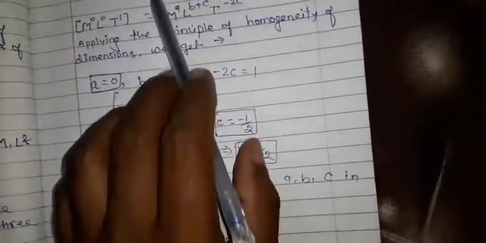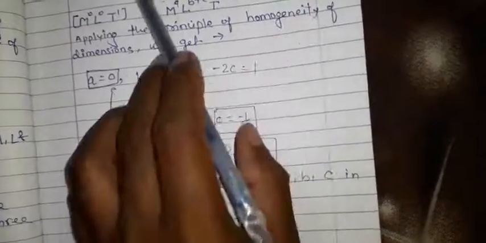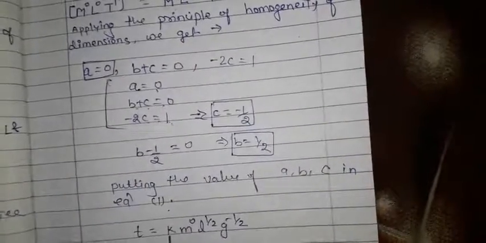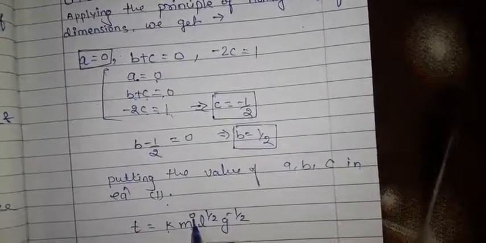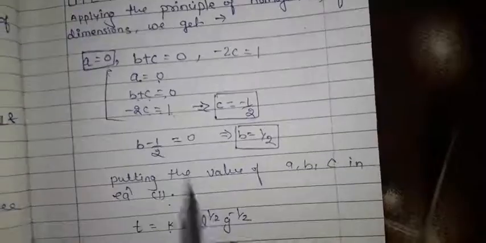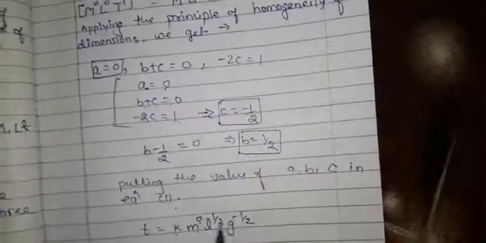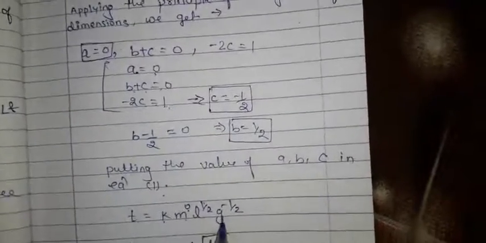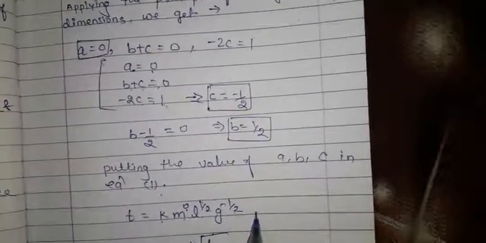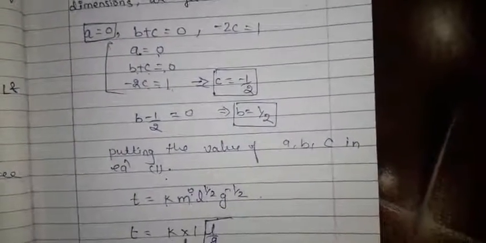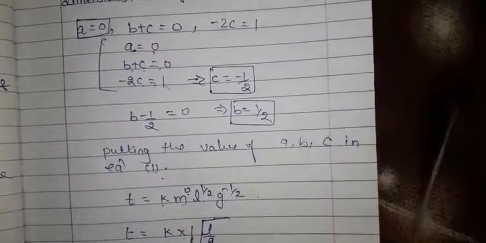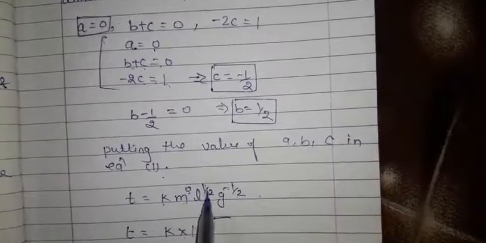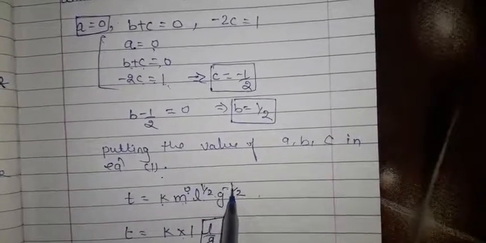Okay, so putting the value of a, b, c in equation first. What is equation first? This is our equation first. So T equal to k M to the power, what is the value of a? 0. L to the power b, so what is b? 1 by 2. And g to the power c, so what is the value of c? g to the power minus 1 by 2. So T equal to what? k into, what is the value of M to the power 0? It is 1. And L to the power 1 by 2 and g to the power minus 1 by 2.